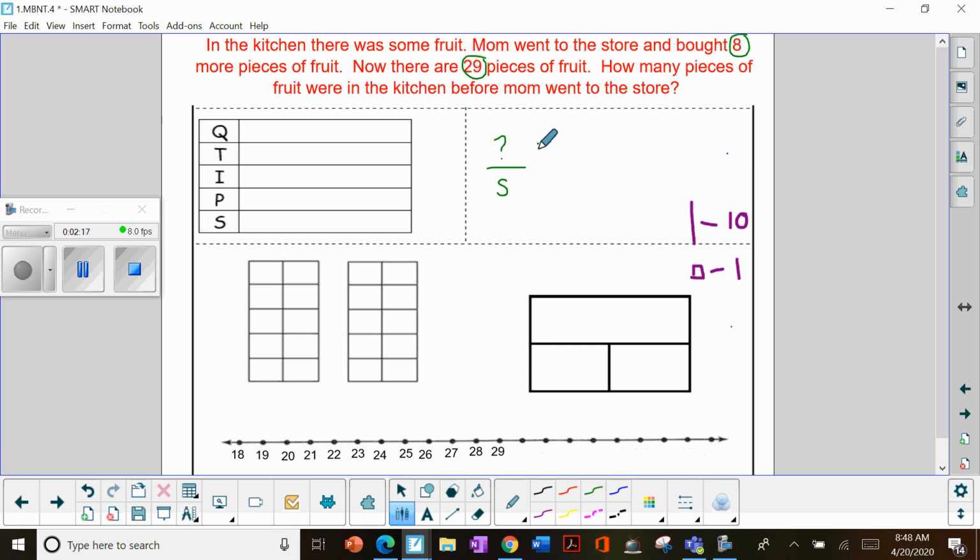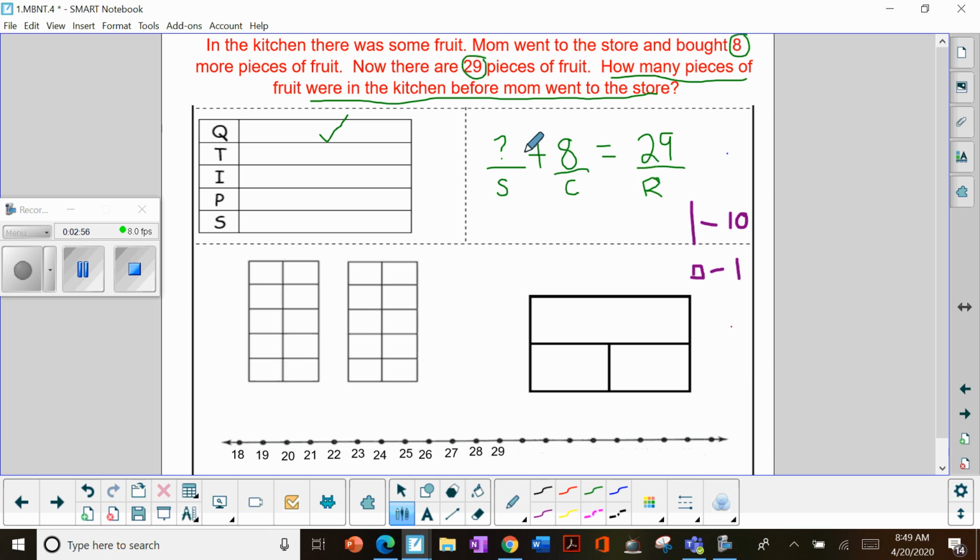We know that Mom bought more fruit, so that means she's adding to the fruit that was already there, which is our change. And the result we know at the end, after she bought more fruit and added it to what we already had, our result was 29. Okay, so our question is, how many pieces of fruit were in the kitchen before Mom went to the store? So we're going to check that off.